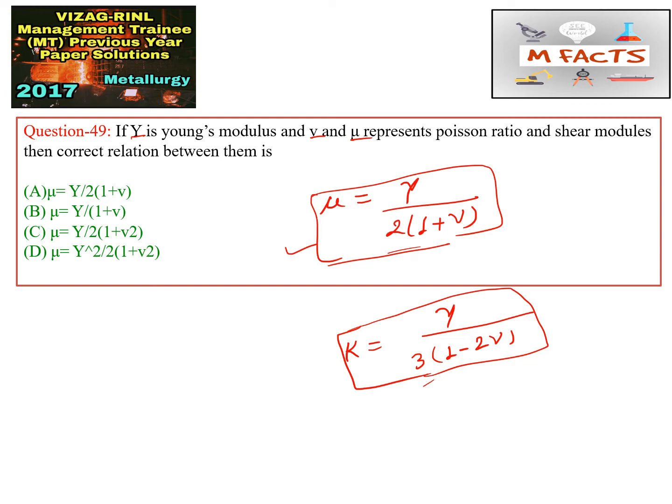In this question they are asking about the correct relation between gamma as Young's modulus, and nu and mu representing Poisson's ratio and shear modulus. The correct relation is mu is equal to gamma by 2 times (1 plus nu). So from here we can see that option A is correct. B is wrong because in this part they have not mentioned 2, and C is also wrong because it says mu is equal to gamma by 2 plus 1 by nu square, and D is also wrong. So A is the correct answer for this question.